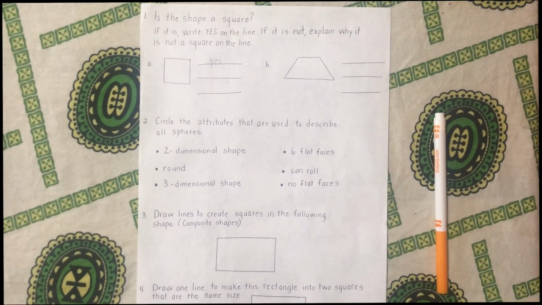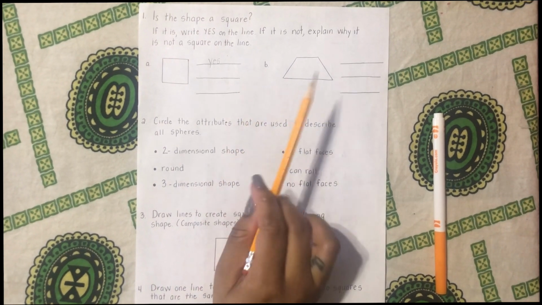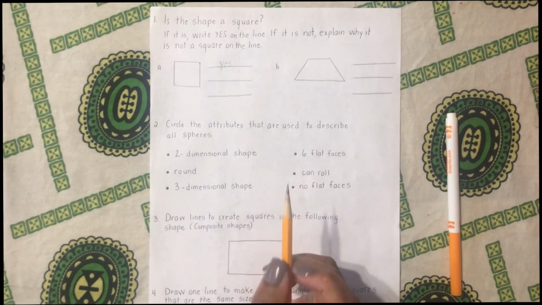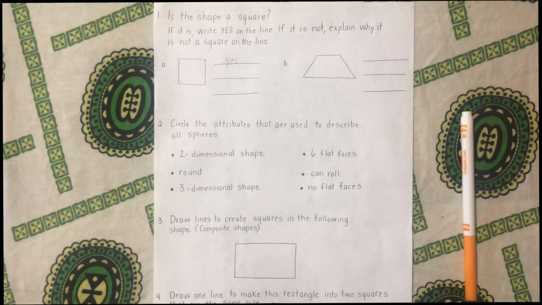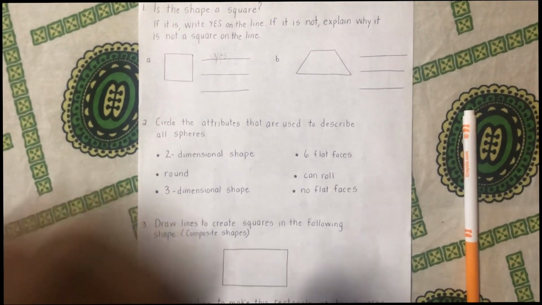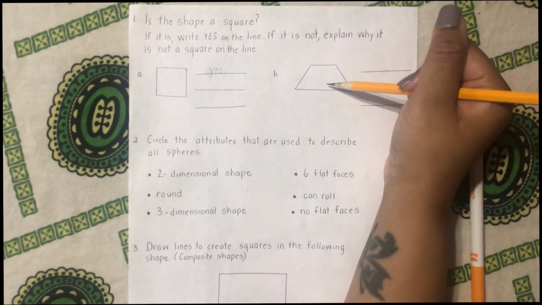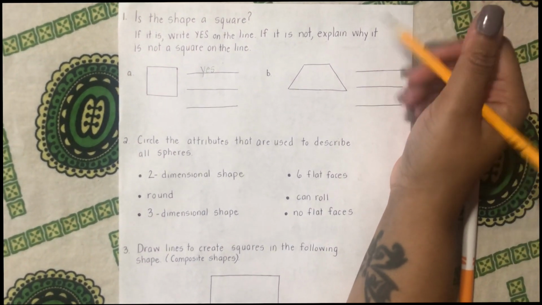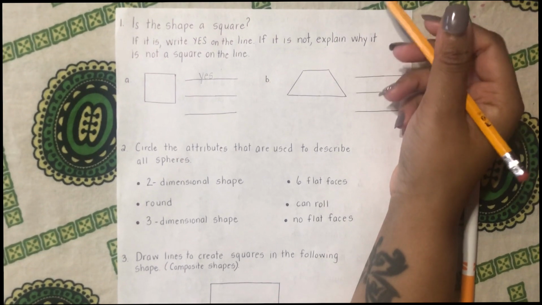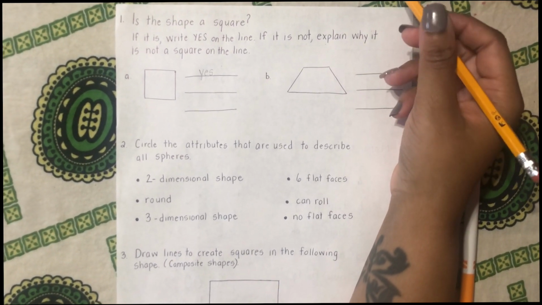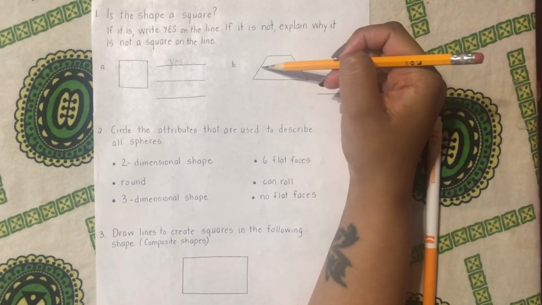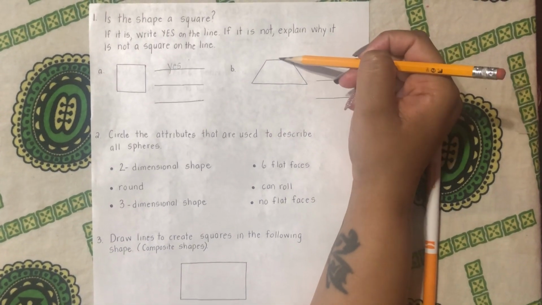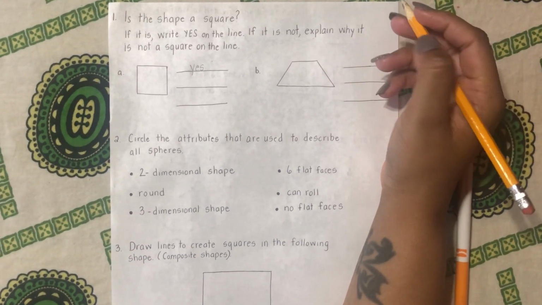Okay? Then I move on to B. Is that a square? So let's think about what I know about a square, because I have to explain why this is not a square. I know this is not a square, but why? This is not a square because we know that a square has 4 sides of the same length. So since these 2 sides are longer than these 2 sides, I know it can't be a square.